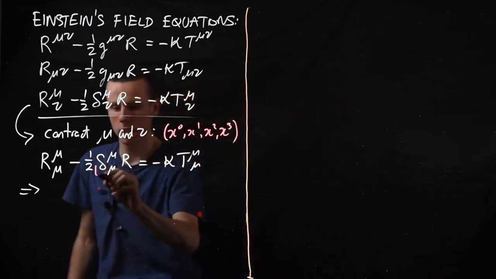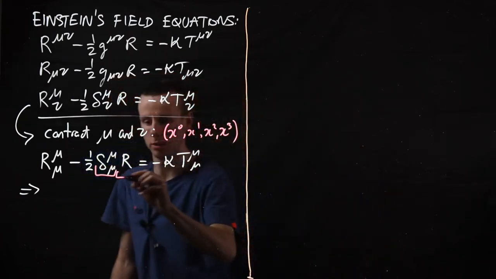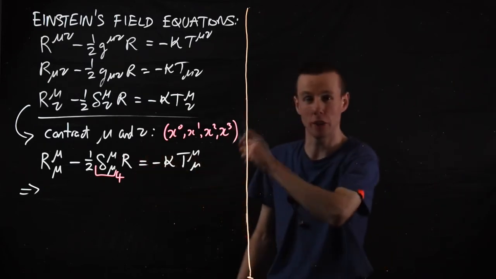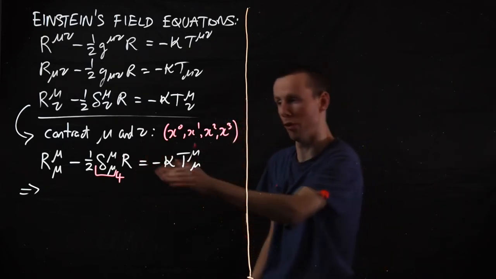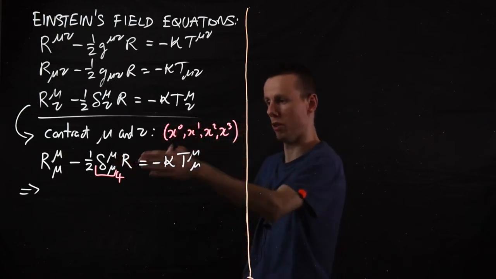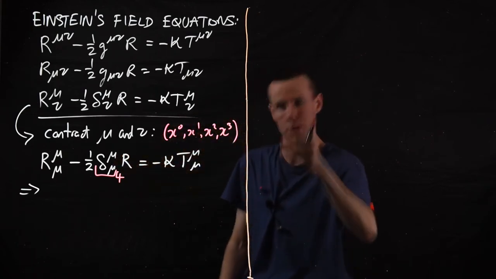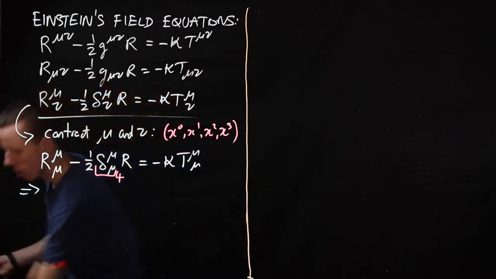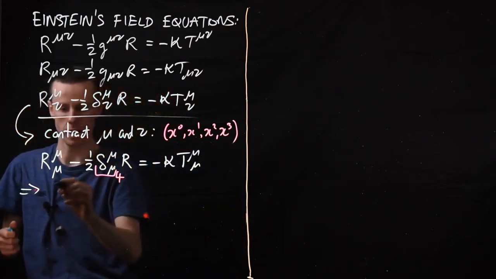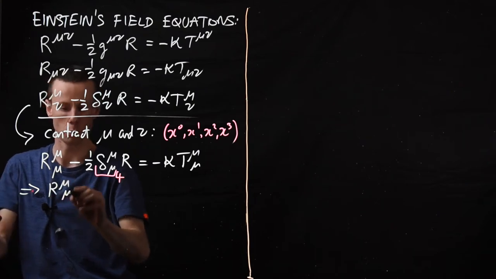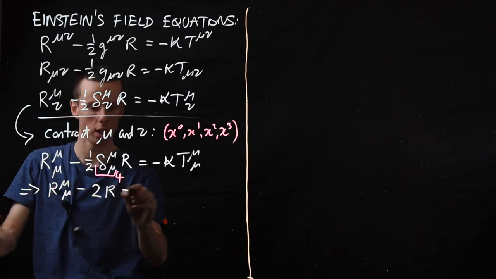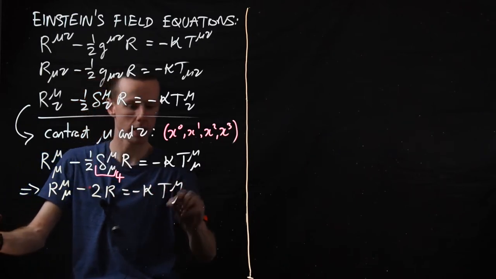So in fact, this delta mu mu is 4. Okay, because yes, the top and bottom indices are equal, but then you sum over the mu's, and there's 4 of them, so you actually get 1 plus 1 plus 1 plus 1, which is 4. So we get R mu mu, and then minus a half of 4 is just 2, so minus 2R is equal to minus kappa T mu mu.